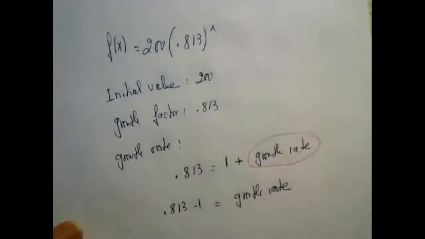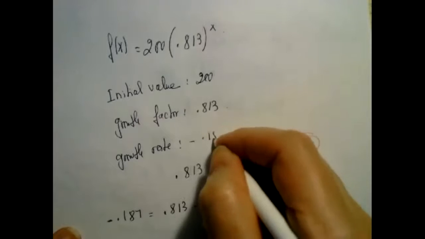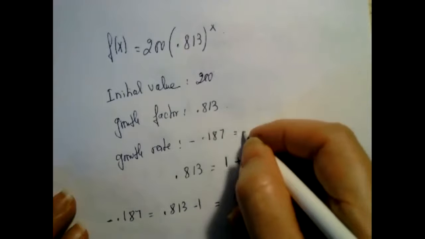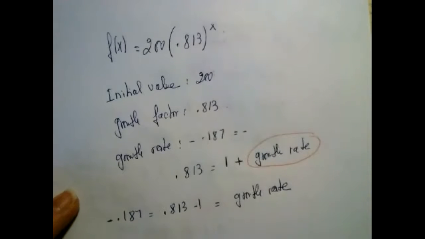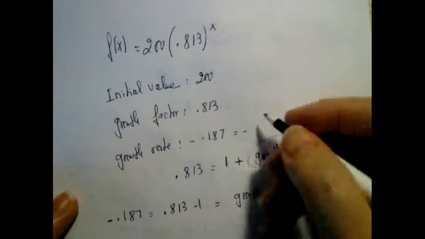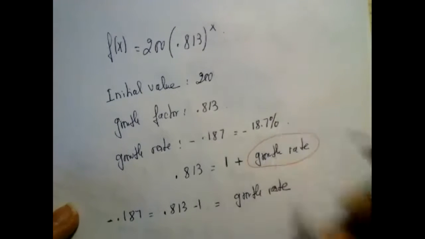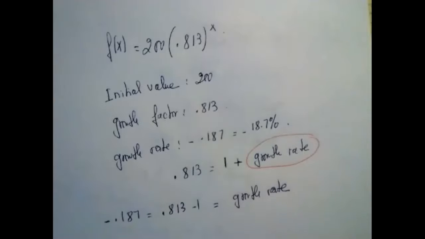Okay, which is, I get negative 0.187. That's the growth rate. So it's negative 0.187. Yes. Which is how much in percent? Theoretically, wouldn't that be like 0 because you kind of have a negative? It's minus 18.7%.